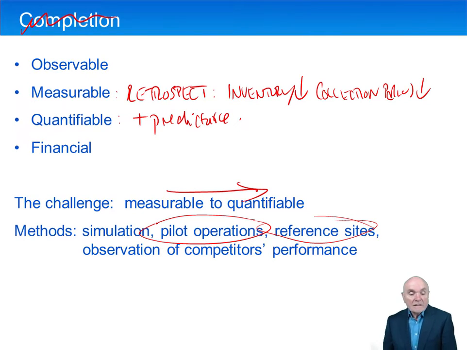And maybe you see simply a competitor's performance. They use that system, they seem to be delivering to customers much more quickly than we are. Maybe the secret of them doing that is they have implemented an IT system. Maybe we should do the same. Once you have got to quantifiable, generally speaking, getting to financial, certainly in a profit-seeking organization, is relatively easy.